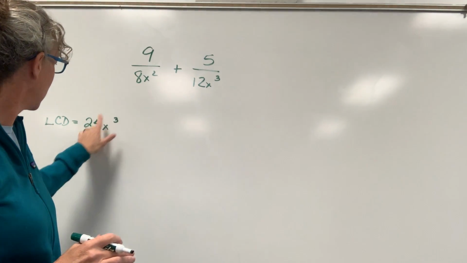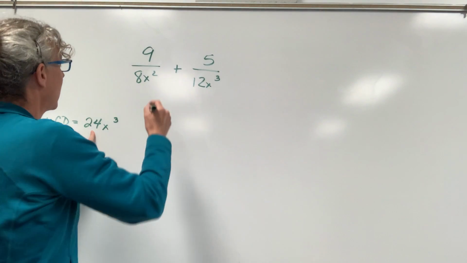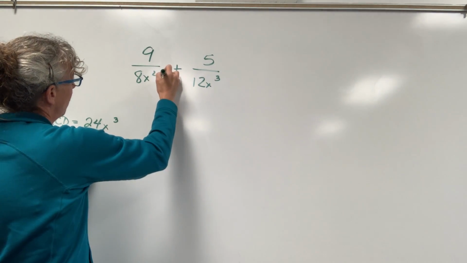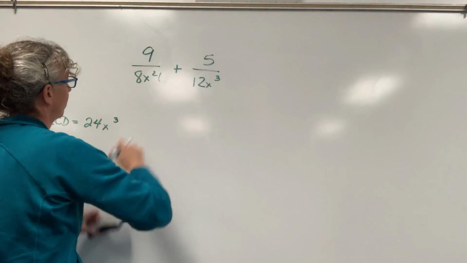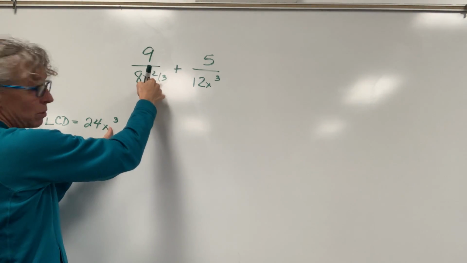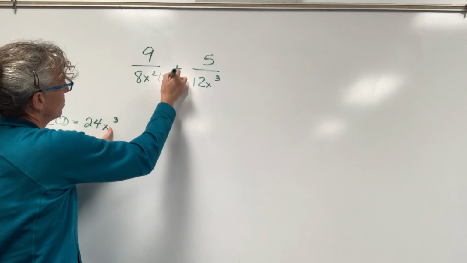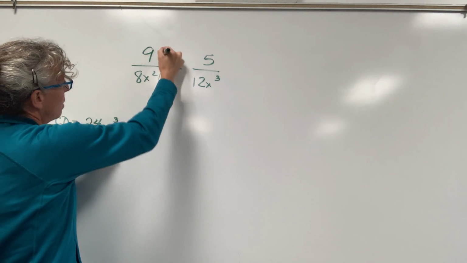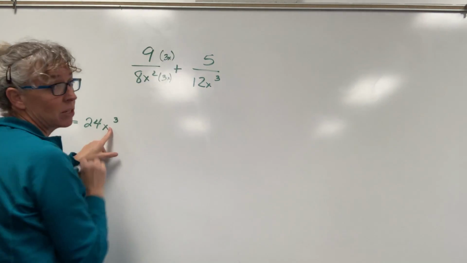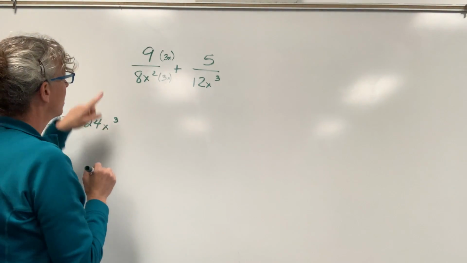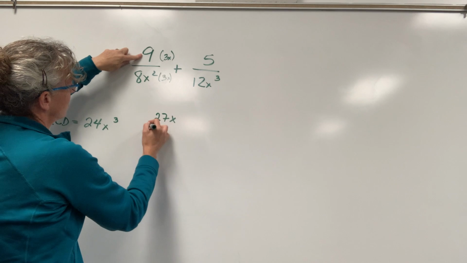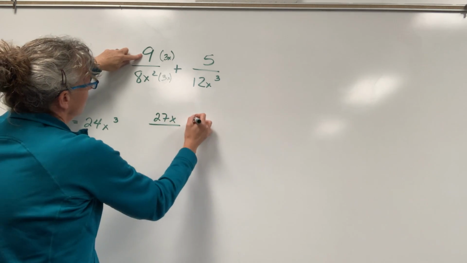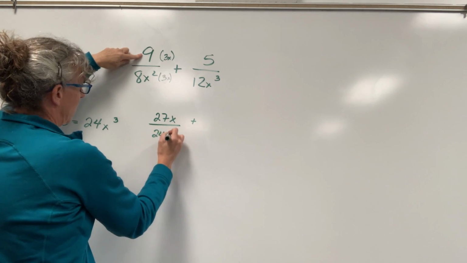So how do I turn an 8 into a 24? I have to multiply it by 4, right? Oh, sorry, 3. And there's 2 x's, but I'm supposed to have 3, so I need one more of those. But if I multiply it on the bottom, I have to multiply it on the top as well, right? That's the rule. So this would become a 27x, right? Okay. And our common denominator is 24x to the third.